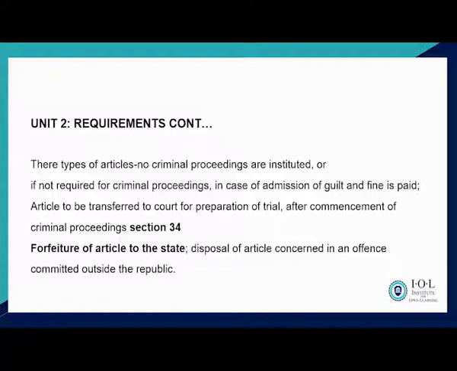The types of articles: no criminal proceedings are instituted, or if not required for criminal proceeding in case of admission of guilty and the fine is paid. Article to be transferred to court for preparation of trial after commencement of criminal proceedings, Section 34. Forfeiture of article to the state. Disposal of articles concerned in an offense committed outside the Republic.